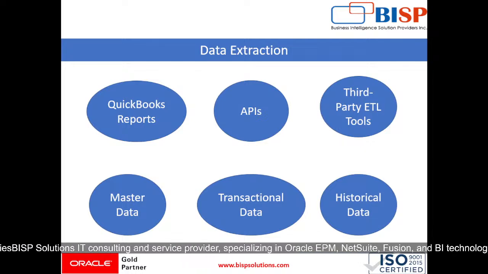Common data to extract consists of master data, where customers, vendors, chart of accounts and items will be extracted from QuickBooks. Then comes our transactional data, where open invoices, bills, journal entries, open sales orders and open purchase orders will be extracted from QuickBooks. Then comes our historical data, if required by us. For that, closed transactions and payment history will be taken care of.